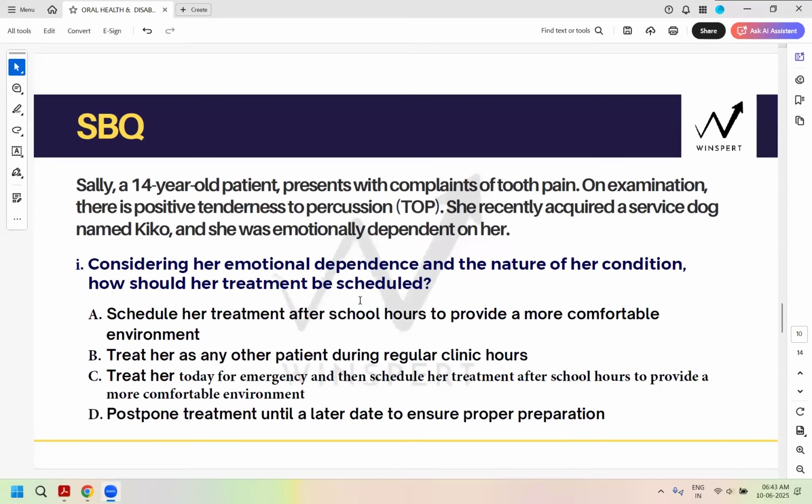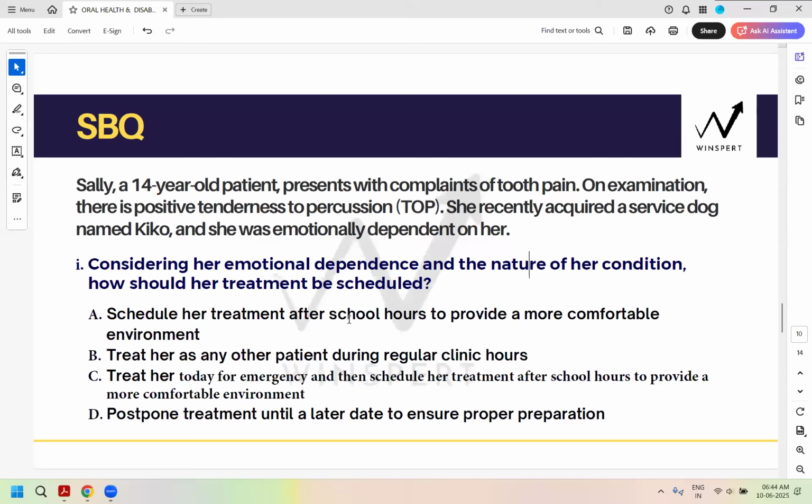Now, one thing that you will notice here is the keyword of the chief complaint, right? Everybody focus on the chief complaint. If there is an emergency situation, now tooth pain is an emergency situation. So when managing and planning the treatment for such patients, we know there has to be communication, familiarization, behavior management, a lot of things, but the emergency has to be attended.